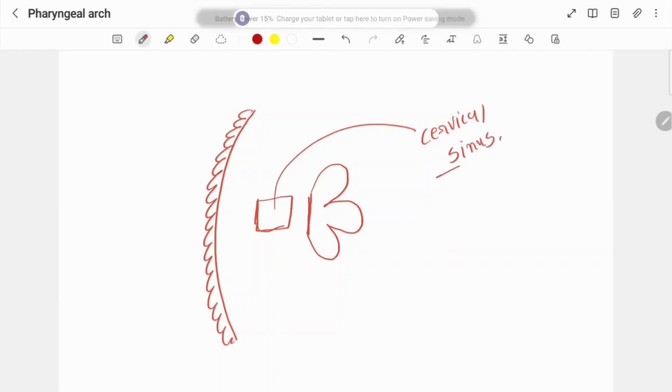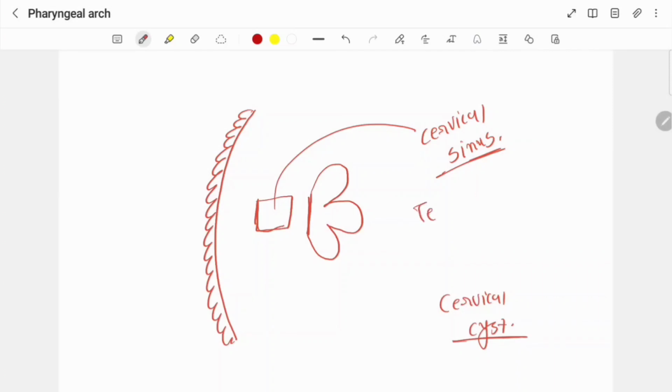Why is it called cervical? Because it is present in the cervical region, that means in the neck. Generally it disappears with development. But if it does not disappear, it will be called a cervical cyst, right? So here I can say this is a temporary cervical cyst, because with time it is going to disappear. That's why it is temporary, right?